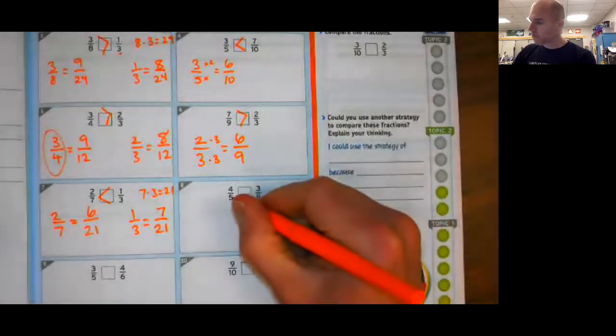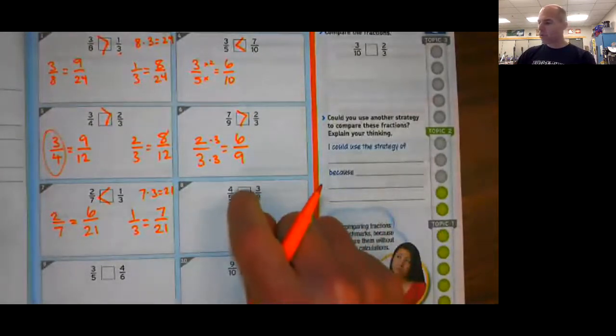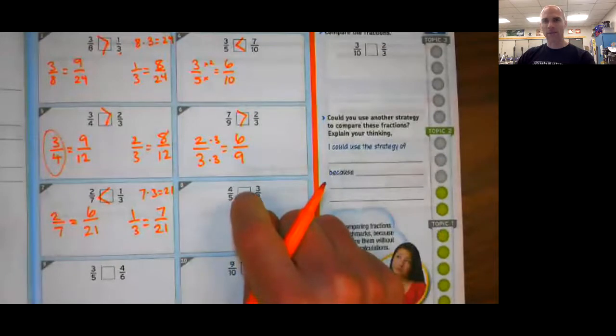Next, we got 4/5 and 3/8. Hey, look, this is one of the easier ones where we don't have to do all the math. Look, 4/5 is greater than 1/2, right? Because 4 is more than half of 5.